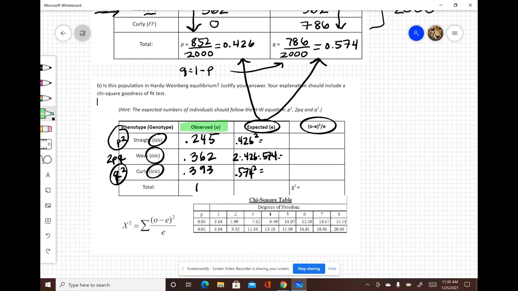Once I get that, I'll have a final value by adding up all 3 of those. And then I'm going to be working off of this confidence level right here. If the value is larger than that, then I would say that the population is not in Hardy-Weinberg equilibrium. If the value is equal to or less than that, then I can say that it is in Hardy-Weinberg equilibrium, or the population is not evolving. Okay? Let me know if you have any questions.